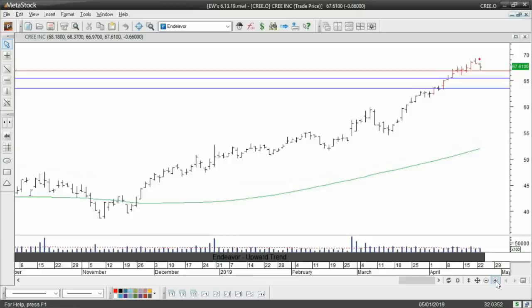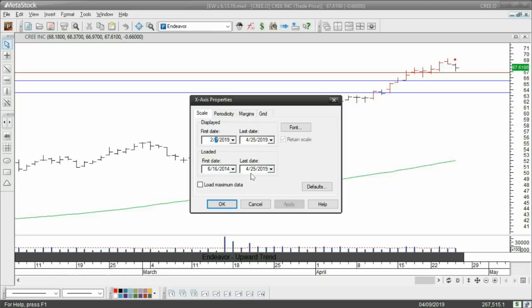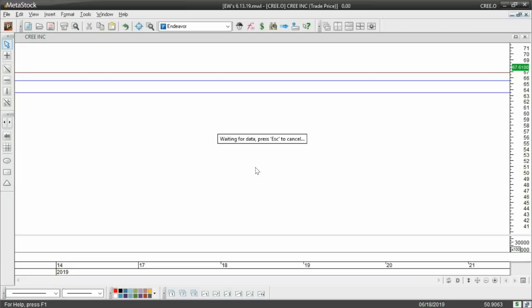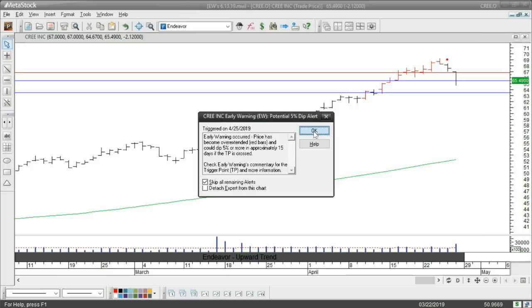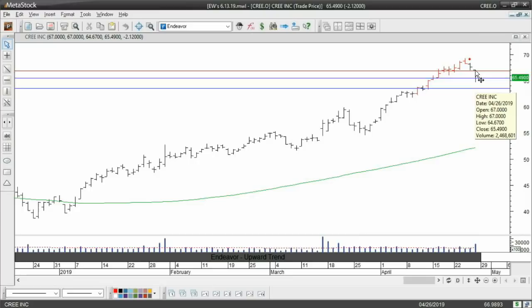And once again, I'll move forward in time. Let's see, we're at 4/25. Let's give it 1 day. All right, again, I'm gonna skip the alerts. It's only coming up because I move forward in time. And the very next day then, we cross our trigger point. So that same day that we crossed the trigger point, we also crossed the 2% line.